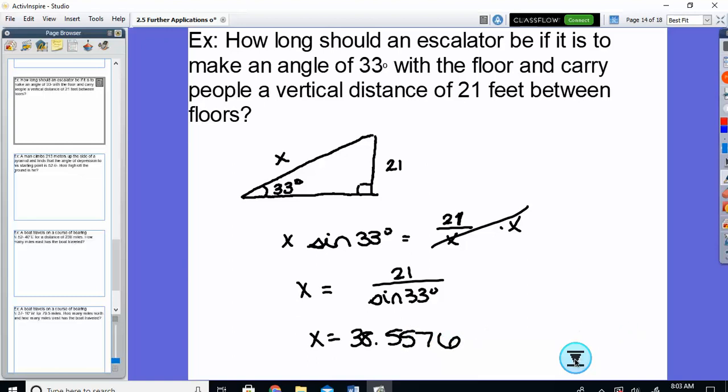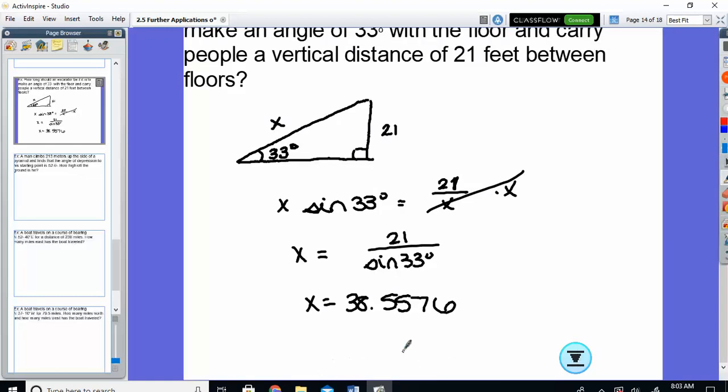If we rounded to significant digits, how many significant digits did we have in the problem? 2, so we would round this to 39 feet if I asked for significant digits. Questions?